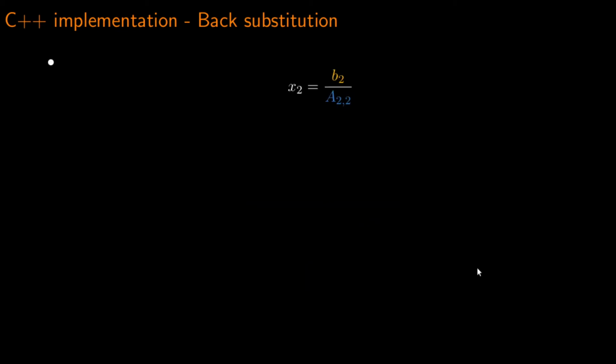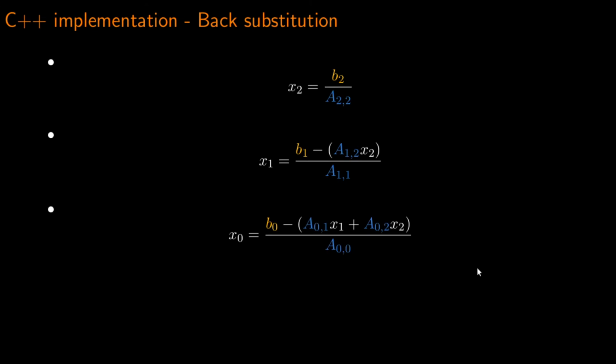So if we have a look at those, that's the formula for x2 is simply b2 over a22. x1 is b1 minus a12 x2 all over a11, and x0 is b0 minus a01 x1 plus a02 x2 all divided by a00.